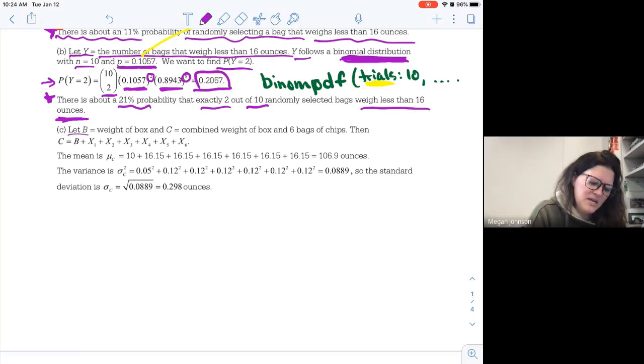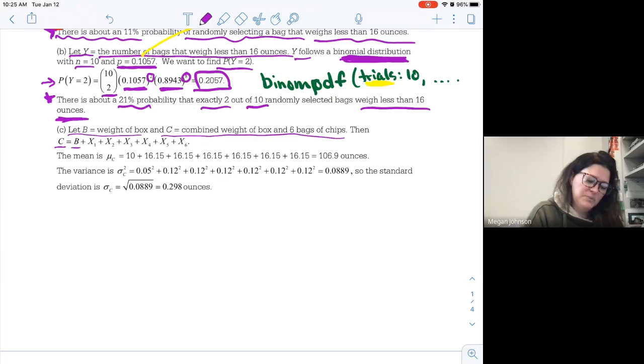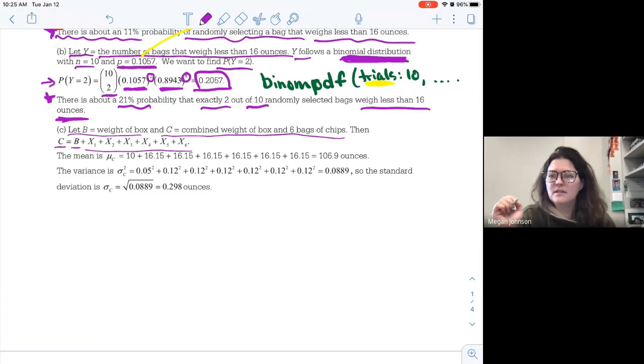Okay, so let B equal the weight of the box and C be the combined weight of the box and 6 bags of chips. There's their 2 variables that they named. So C is going to equal B plus, there's your 6 bags of chips. Remember, X was already defined, and you don't have to redefine it. If you defined it up in part A, it carries all the way through, unless you change it, then you have to define that. But if you defined it in A and you're still using it that way in C, it still carries. Okay, so you've got B plus X1, X2, X3, X4, X5, and X6 all added together.